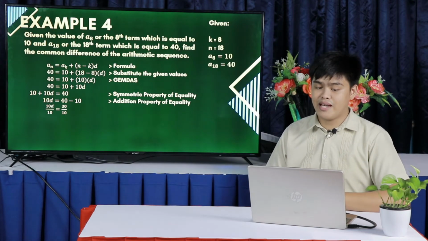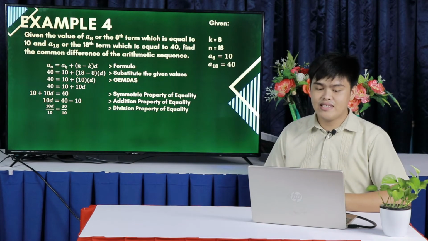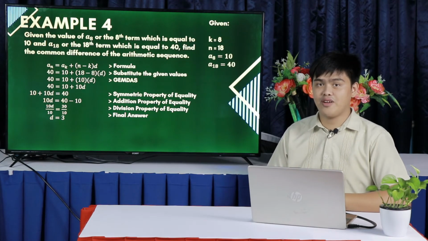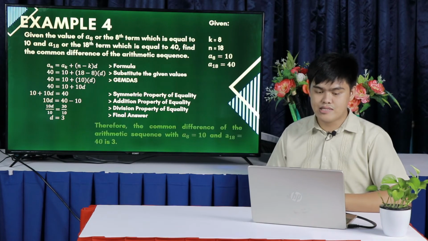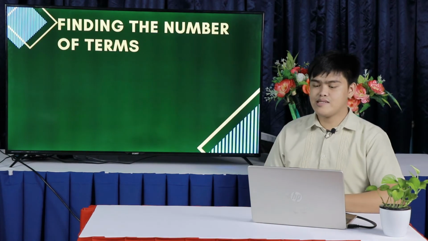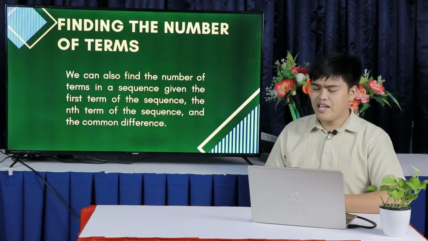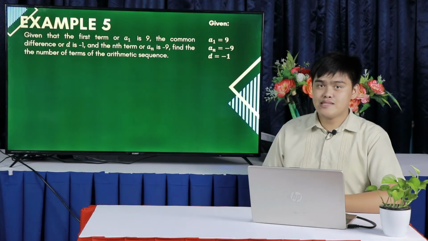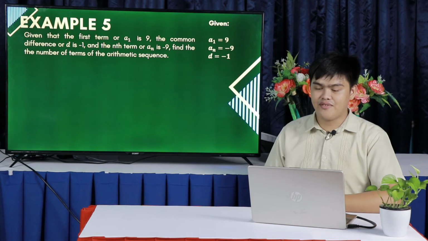Dividing both sides by 10, we have d is equal to 3. Therefore, the common difference of the given sequence is 3. Now let us discuss an example wherein the number of terms, or n, is missing. Now let us have example number 5.